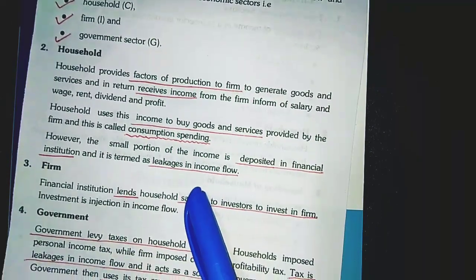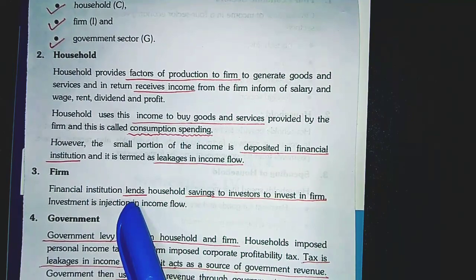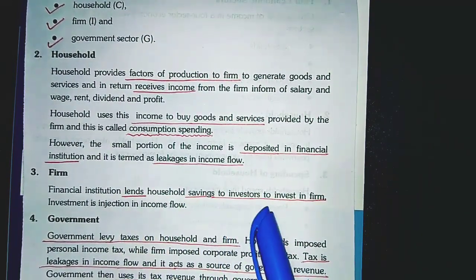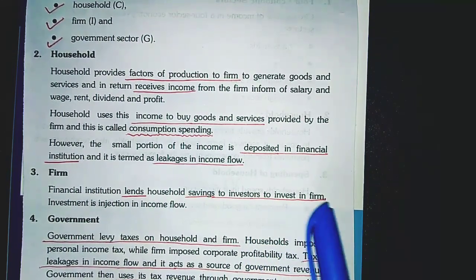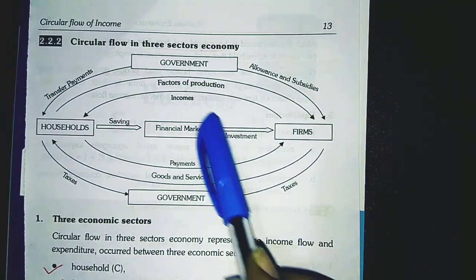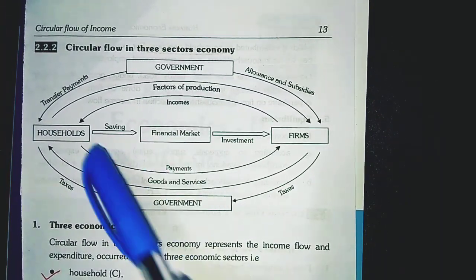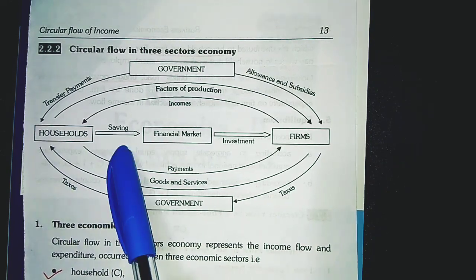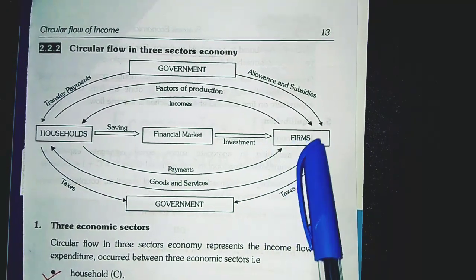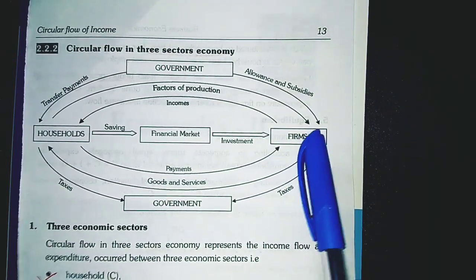Now the third point is firm. The financial institutions lend the household savings to the investors to invest in a firm. Means what the financial markets are doing, these financial markets collect the savings from the household and provide that amount to the firms to invest into the business.